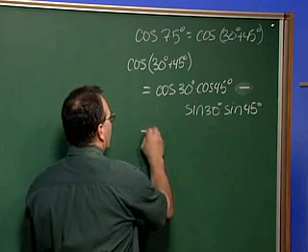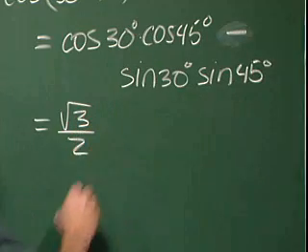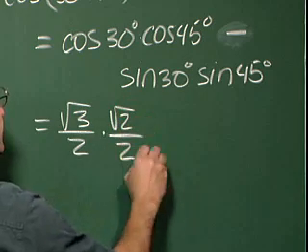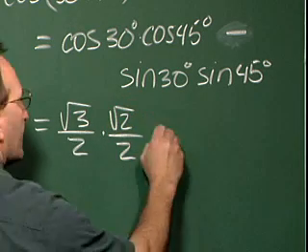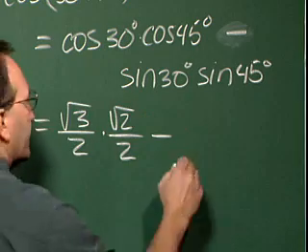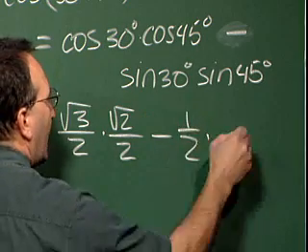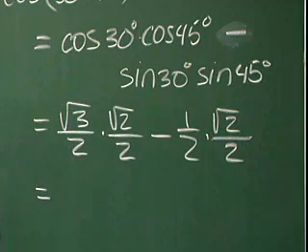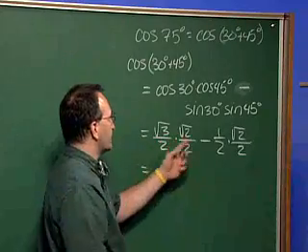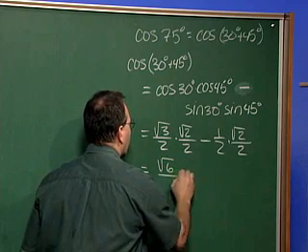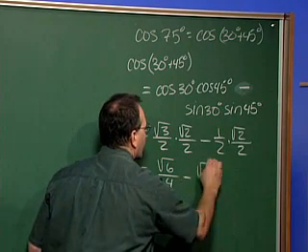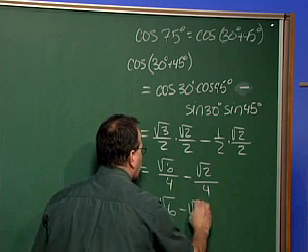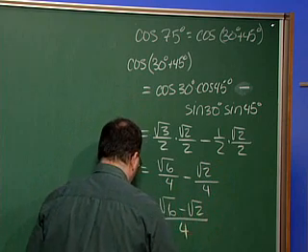The cosine of 30 degrees is the square root of 3 over 2. The cosine of 45 degrees is the square root of 2 over 2. Minus the sine of 30 degrees is 1/2, and the sine of 45 degrees is the square root of 2 over 2. So in the first case, we get square root of 3 times square root of 2 is square root of 6 over 4 minus the square root of 2 over 4. That's equal to the square root of 6 minus the square root of 2 over 4.